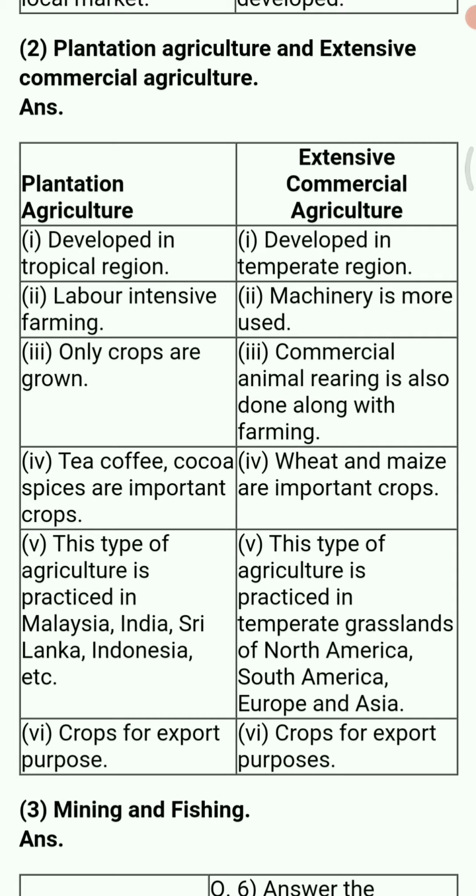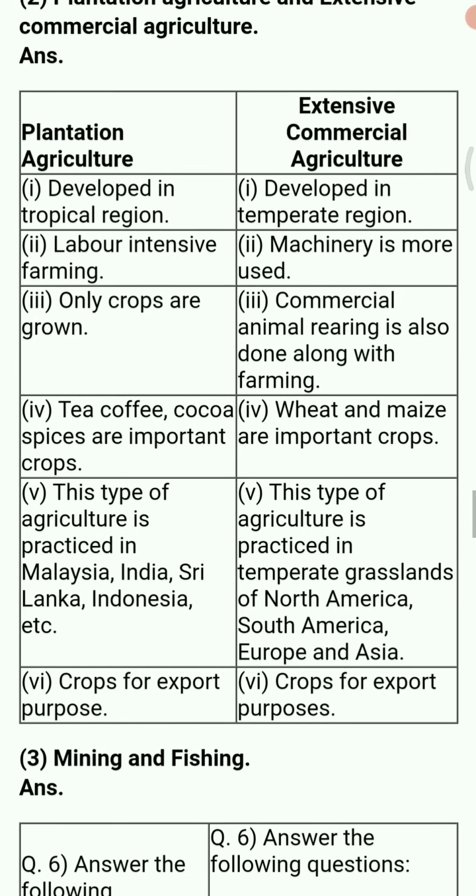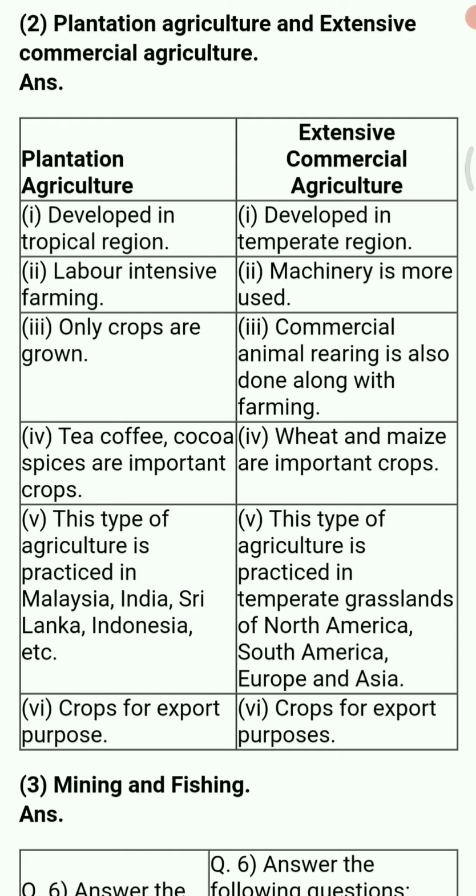Examples of plants grown in plantations are tea, coffee, cocoa, and rubber. Examples in extensive commercial agriculture are wheat, maize, rice. This type of plantation agriculture is practiced in Malaysia, India, Sri Lanka and Indonesia.